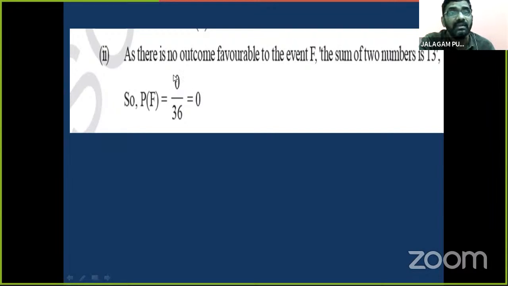There are no outcomes, 0. It is not possible. The sum of the two numbers being 13 is not possible. So 0 by 36 is 0. So the probability of the sum of the two numbers being 13 is 0, and that event is an impossible event. The probability is 0. That is an impossible event. Okay, children. Now the third one.